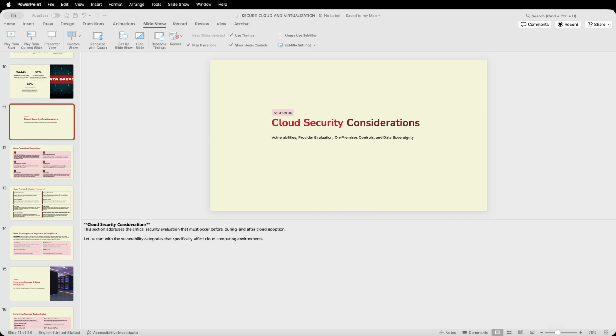Then the SIEM system will apply behavioral analytics to detect anomalies. According to some software, the baseline establishment period is between 2 to 4 weeks, which is critical. The SIEM must learn normal patterns before it can effectively identify deviations.